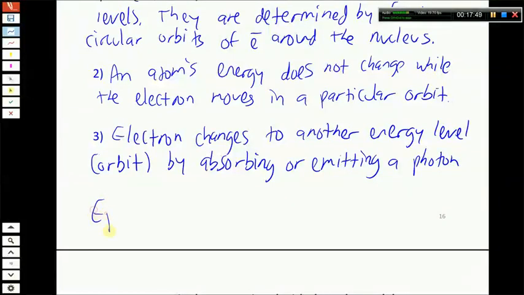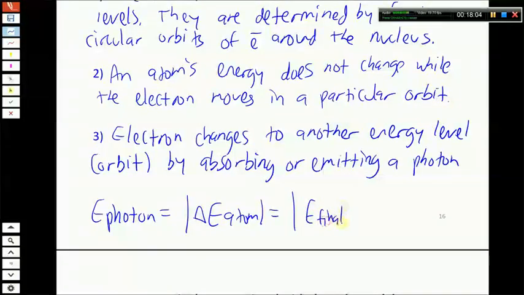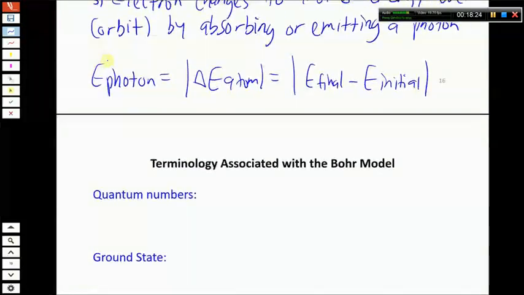And the important thing here is that the energy of the photon that is either absorbed or emitted is equal to the absolute value of the delta E, the energy change for the atom. Whenever you see this capital letter delta here, that means final minus initial. So whatever final state the atom is in minus whatever energy it was at initially, that difference is equal to the energy of the photon that is either absorbed or released, depending on, as we'll see, the direction that the electron is going. So this was kind of the Bohr model of the atom. It's this idea of fixed circular orbits. So let's continue on with some more definitions and details about this.